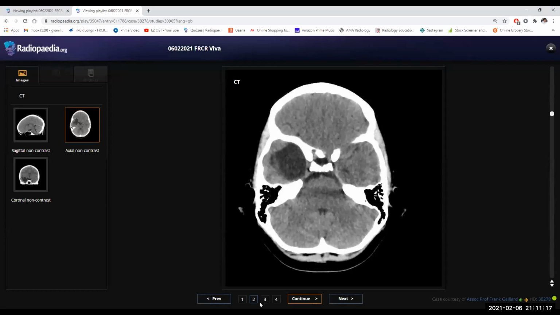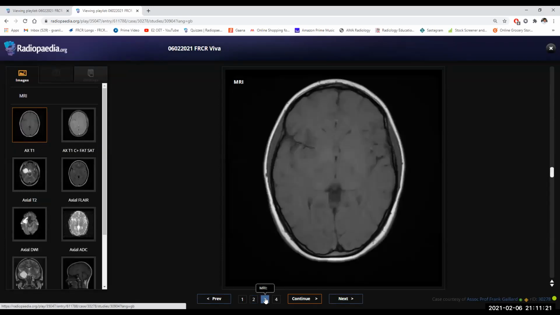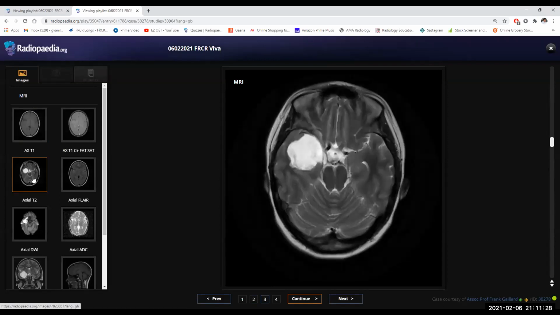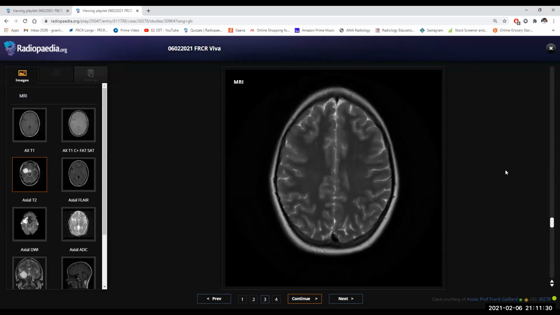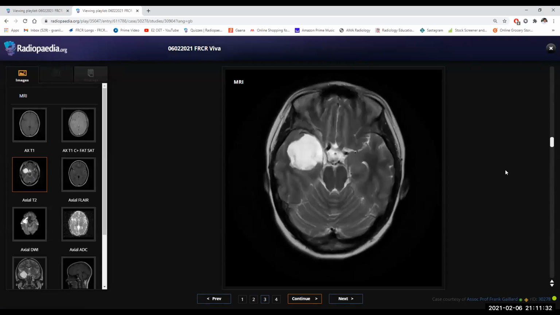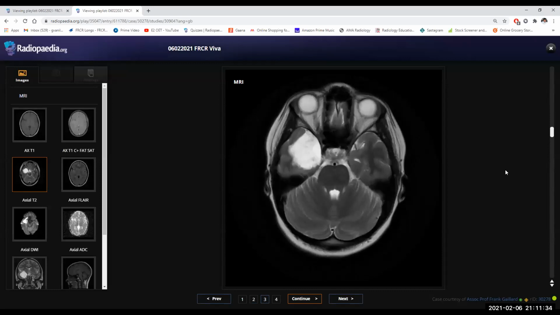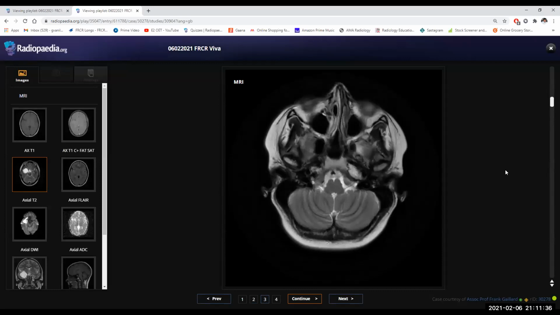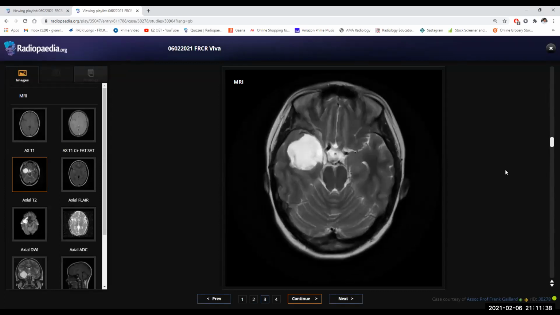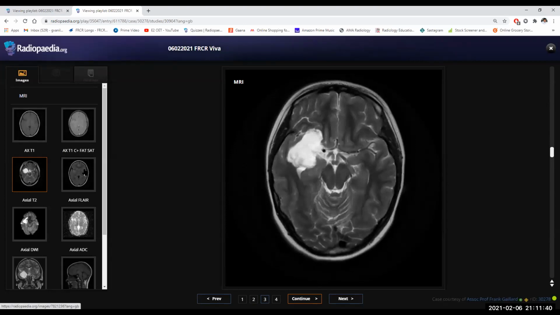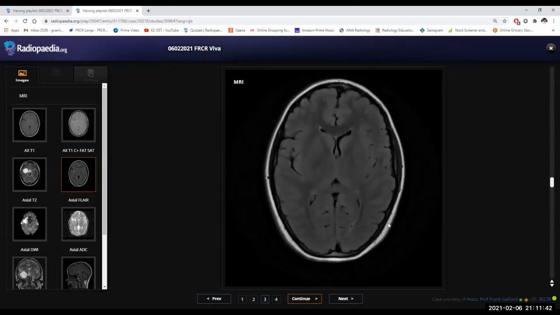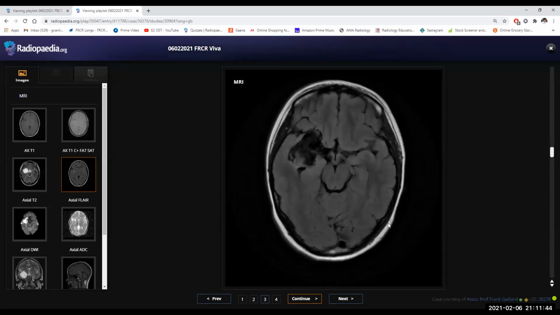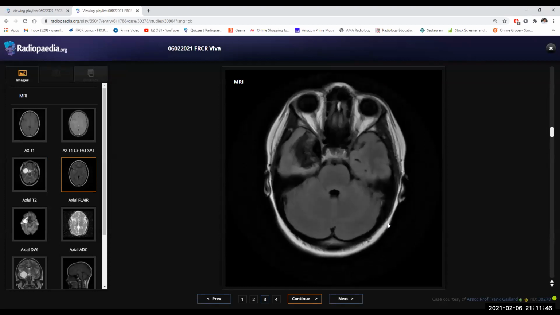You can go ahead with that. You can choose any sequence. So I'll start with an axial T2. The axial T2 and the region of interest, that is the right temporal lobe, shows a high intensity lesion in the right temporal region. I'll go to the FLAIR, and I can see that it is suppressed, but not completely suppressed.